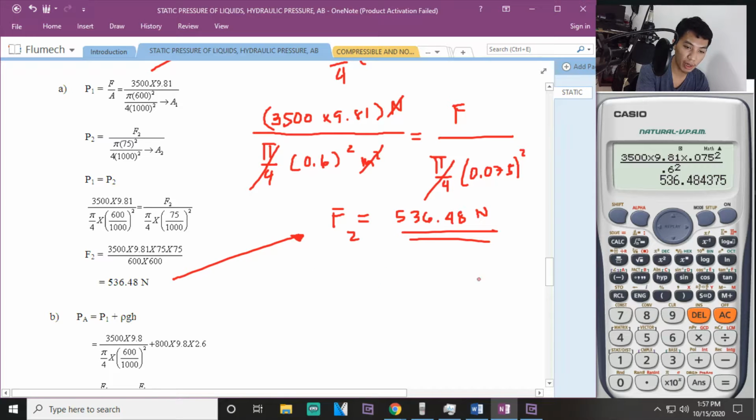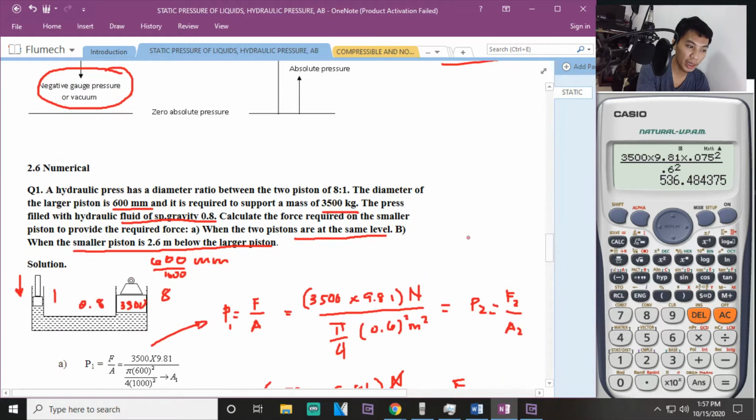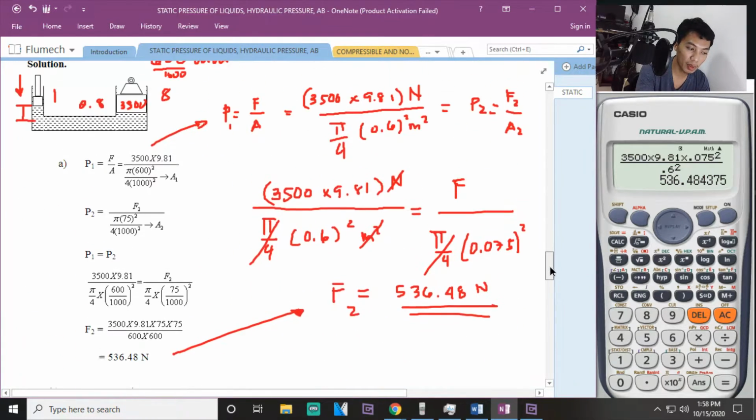Ibig sabihin, same level. Ngayon, paano kung nag-dip siya? Nag-dip pa daw ng pressure. Okay, nag-dip pa daw below larger piston. Ibig sabihin, ito bumaba pa rito. Yan, from here up to here. Okay, so how will we solve it? Yan.